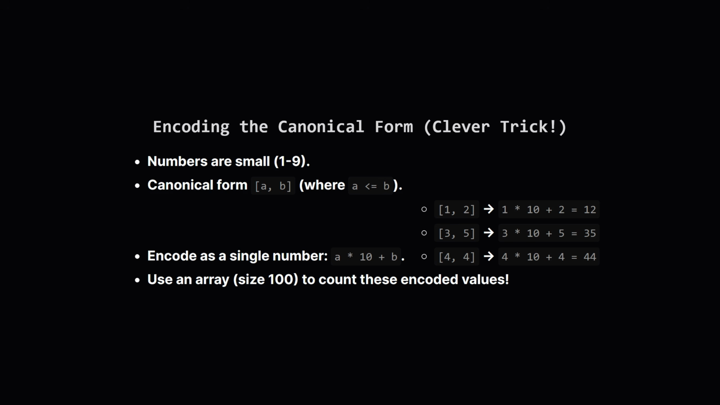Since the biggest number is 9, the largest possible encoded value is 9 times 10 plus 9, which is 99. This means we can use a simple array of size 100, indices 0 to 99, to store the counts, instead of a hash map. The encoded number acts as the index into our counting array.